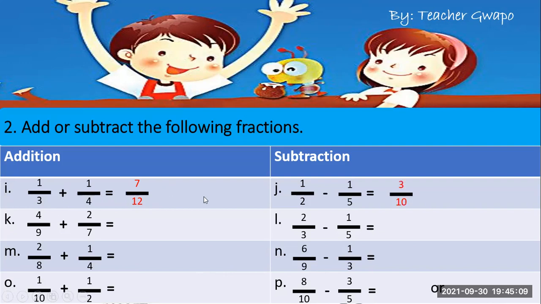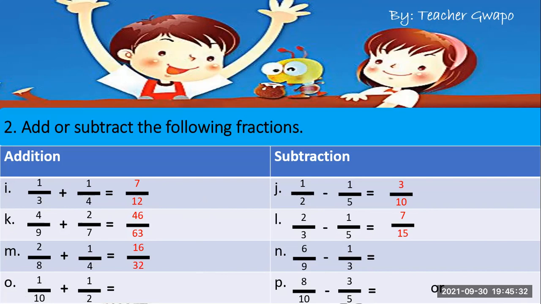Letter J is 3 over 10 because the common denominator of 2 and 5 is 10. So that's 3 over 10. Letter K, common denominator is 63. So we have here 46. Okay. Letter L, it's 7 over 15. Letter M, 16 over 32.